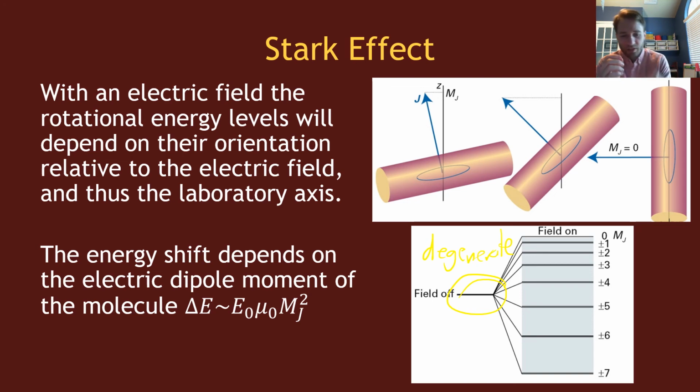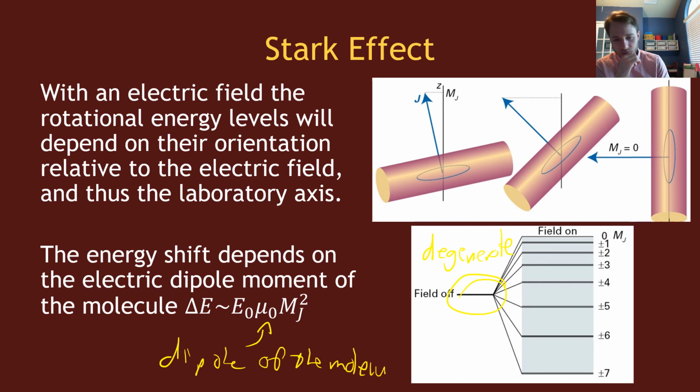And the energy change that's occurring due to this external electric field has to do with the dipole of the molecule. So this mu is the dipole of the molecule, M sub J is that quantum number, and then E naught is the strength of the electric field that you're applying along your laboratory axis. And so the Stark effect can split a lot of this degeneracy and give you information about where your molecule is oriented and other things of that nature as well.